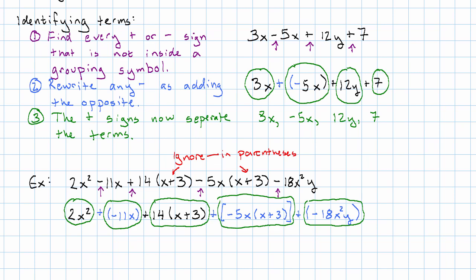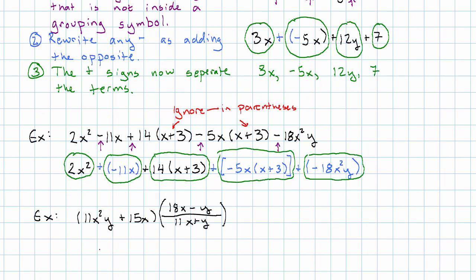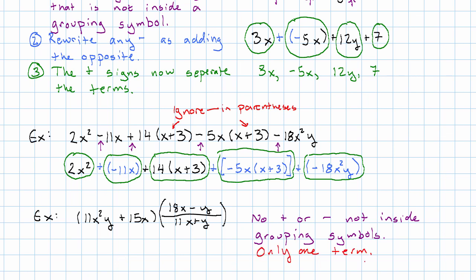One more really weird and complicated example. If I look at this expression, there are no addition or subtraction signs not inside grouping symbols. Even though it's big and complicated and contains some addition and subtraction, this has only one term.